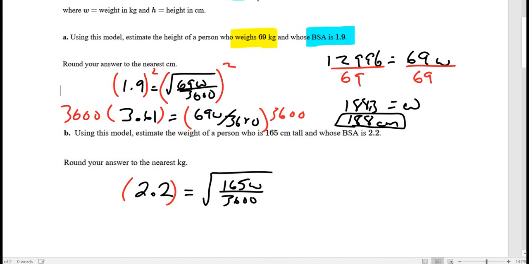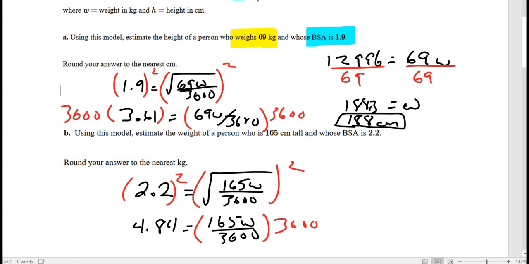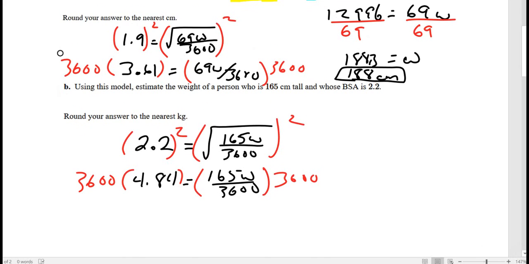Again, I'm going to square both sides of this, because that'll get rid of my square root on the right-hand side. So that's going to leave me with 4.84 equals 165W over 3,600. And then really the same steps as before. We'll multiply both sides by 3,600. So 17,424 is 165W. And we turn around and divide by the 165.